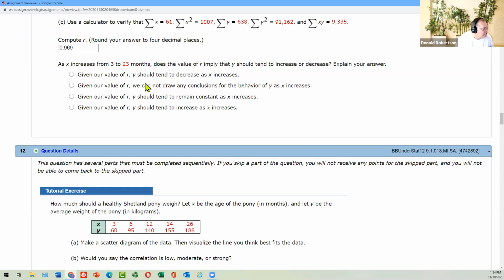And since R is a positive number, isn't that also an indication that it increases? Positive R values only happen when you go uphill, right? And which one of these puts that together? And I believe it's that sentence there. Right? So given our value of R, Y should tend to increase as X increases, right? So for positive R values, that statement is true. If it was a negative R value, you can imagine negative 0.8 or something, then as X increases, won't Y decrease because it's going downhill?